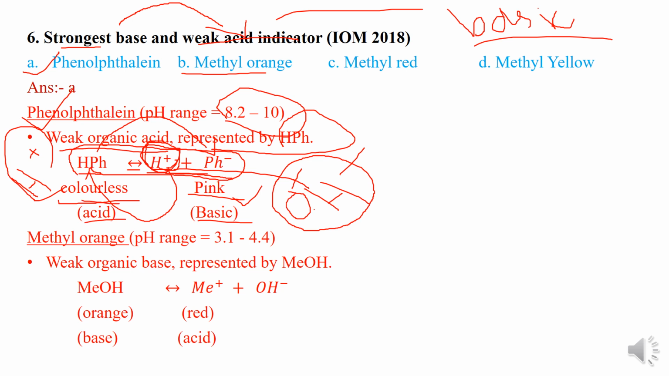So in case of acidic medium, the color of the phenolphthalein will be colorless, and in case of basic medium, color will be pink. Methyl orange, right? Methyl orange has pH range 3.1 to 4.4, and it is a weak organic base, and it is represented by MOH. Similarly, methyl orange works in case of acidic medium. The color of methyl orange will be red in case of acidic medium.